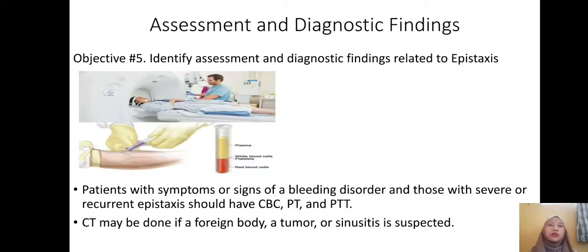Assessment and diagnostic findings. Objective number 5, identify assessment and diagnostic findings related to epistaxis. So here, presumptive treatment for an actively bleeding patient is that for anterior bleeding, and the need for blood replacement is determined by the hemoglobin level, symptoms of anemia, and vital signs. Any identified bleeding disorders are treated.